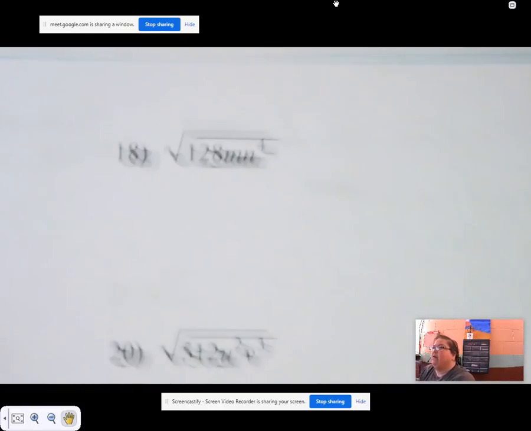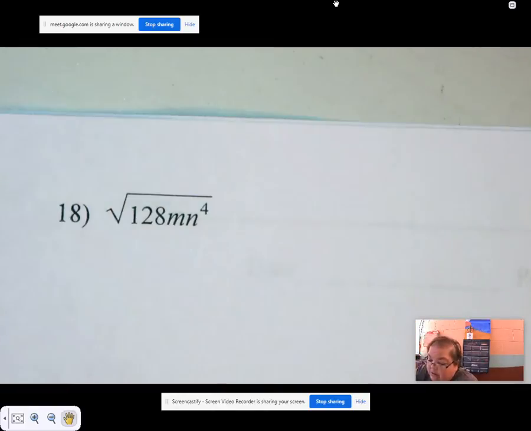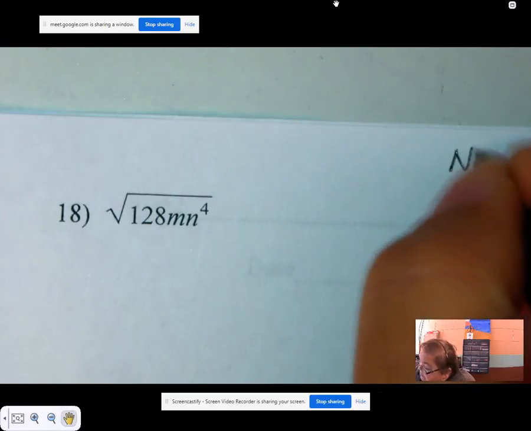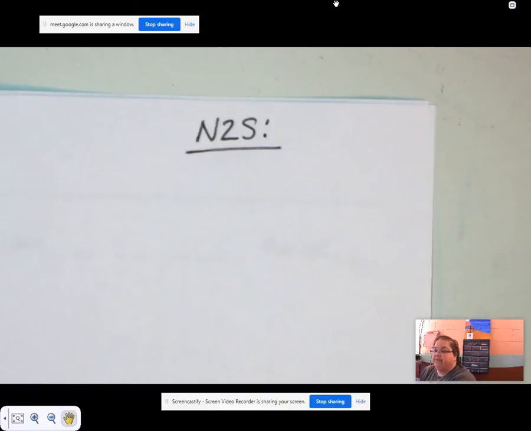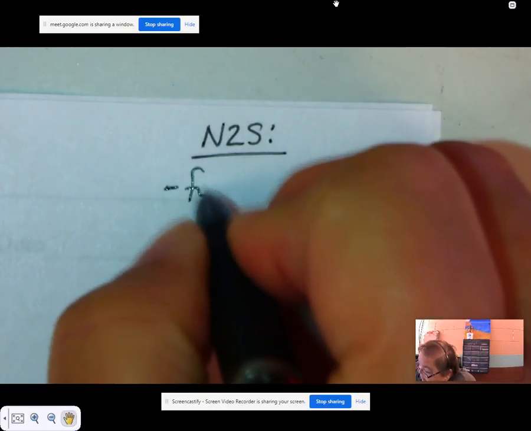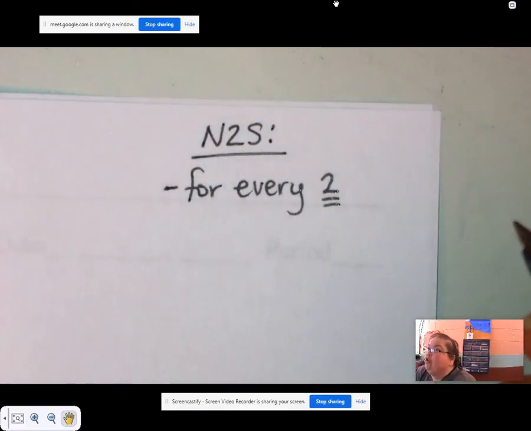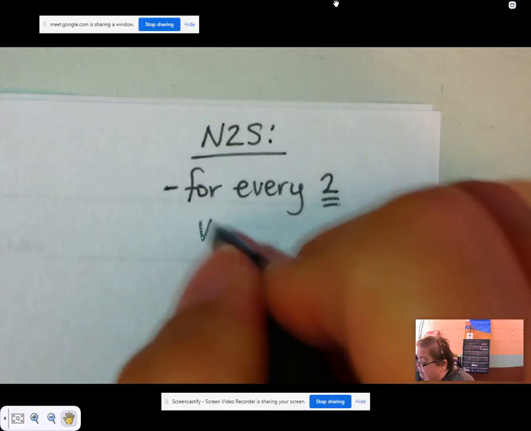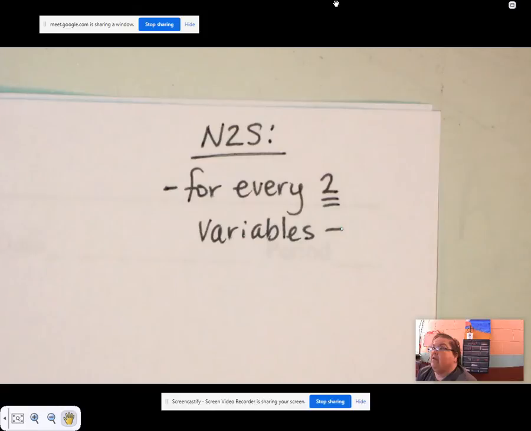And now let's talk about what if I have variables. All right, we're going to go ahead and write our note to self up here, and then we're going to look and see how it works. Here's our note to self for variables. For every 2 variables, okay, 2 because it's squared, and squared means 2.